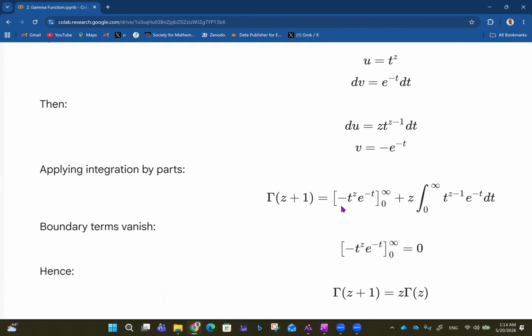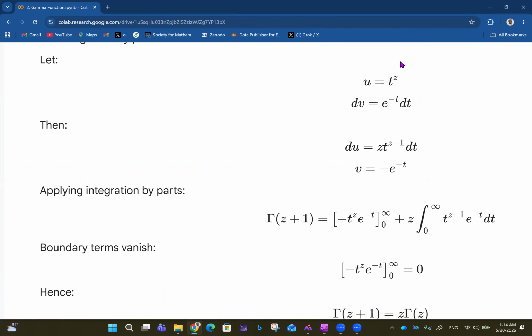So this is now u, that's t raised power z, and v is minus e raised power minus t. So that's why this minus here is what you have: minus t raised power z e raised power minus t from 0 to infinity. If you put infinity, e raised power minus infinity goes to 0, so it makes everything go to 0. If you put 0, when t is 0, everything goes to 0 again. So this whole thing goes to 0, as you can see here.